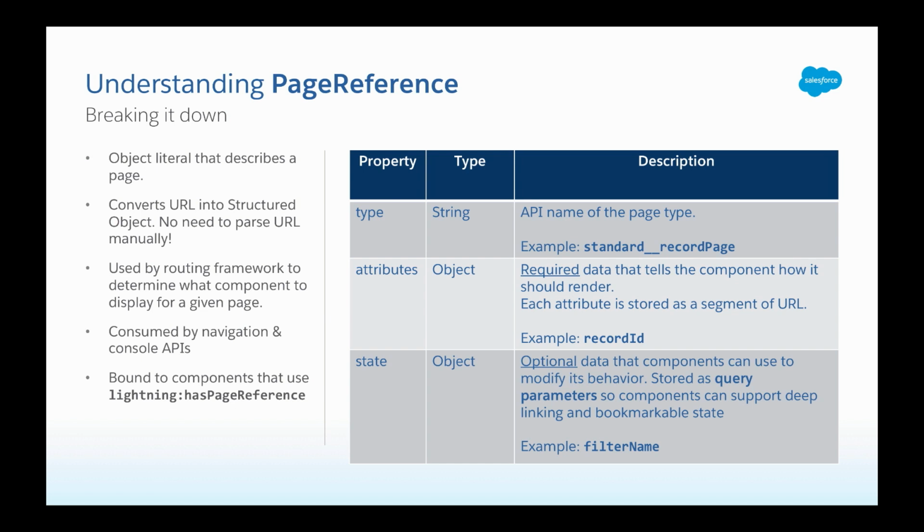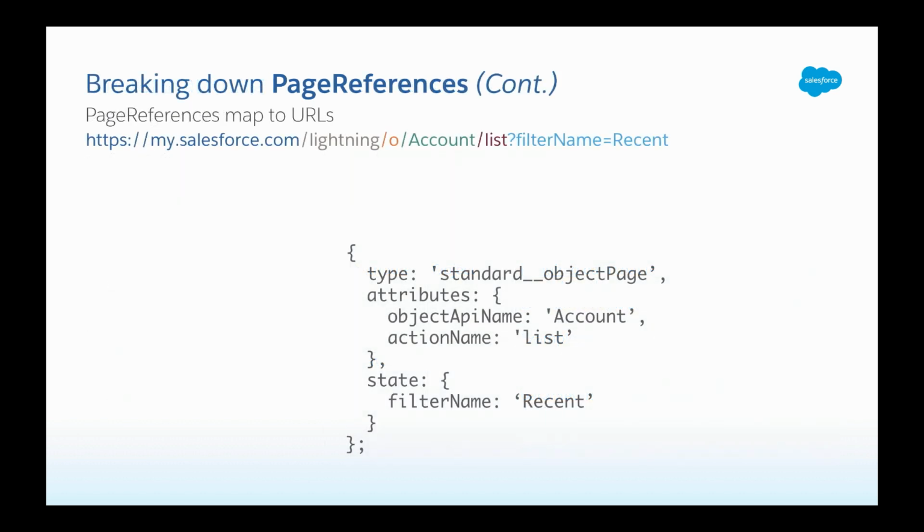There are 3 properties on a page reference. The type, which tells you what type of page that page reference corresponds to. The attributes, which are the required fields necessary to render that page. So, for instance, the record ID for a record page. And these will be in the URI segments. And finally, an optional state data. These are query parameters that are tacked onto the URL. You can use it to manipulate your component in whichever ways you want.